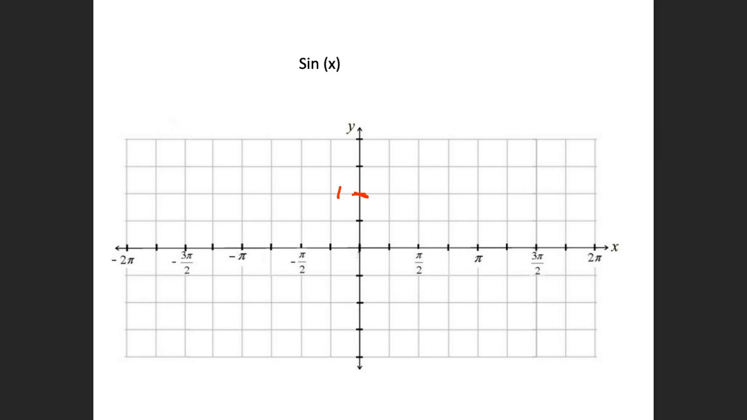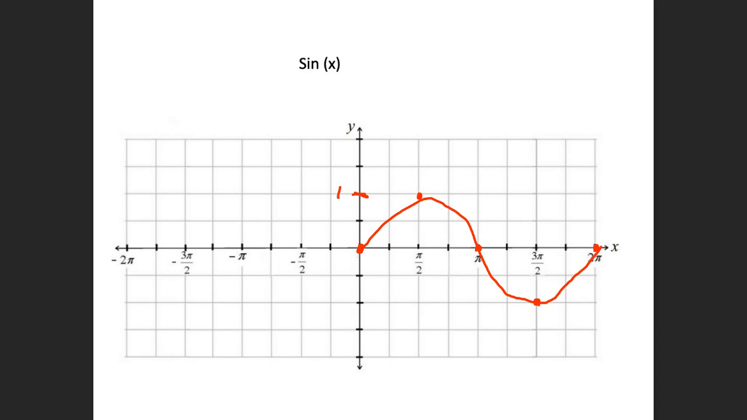So the sine graph is 0 here. At pi over 2, it's at 1. At pi, it's at 0. At 3 pi over 2, it's negative 1. And then 2 pi. So my sine graph looks like this. And then it would just keep going. You know, it's a sine wave.